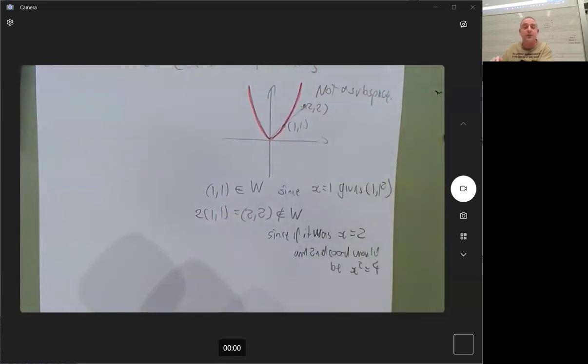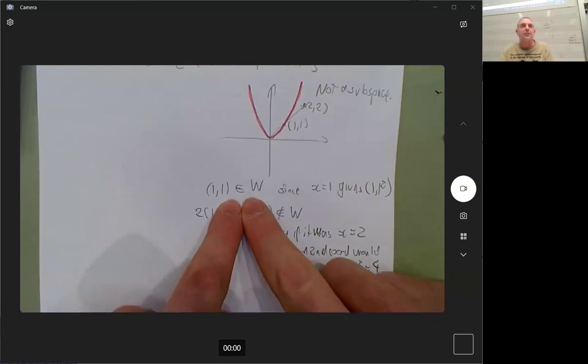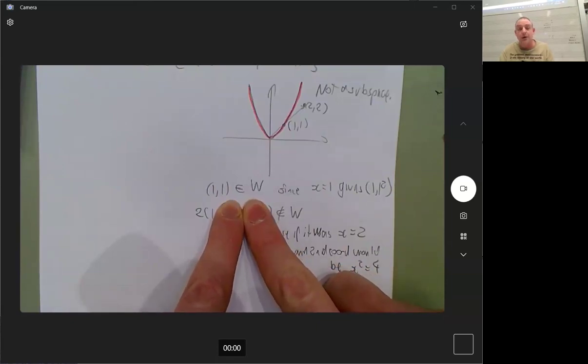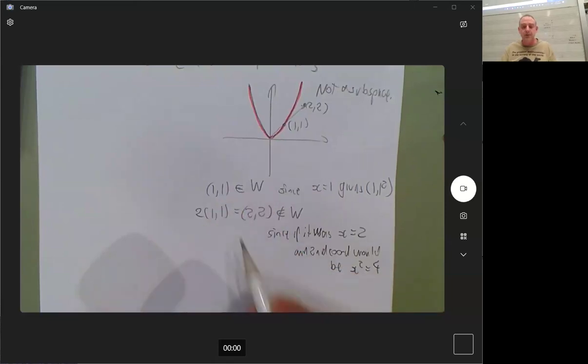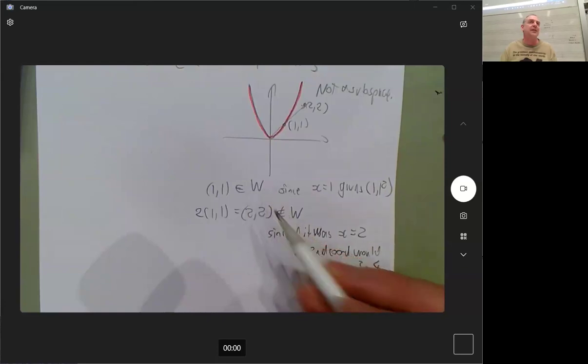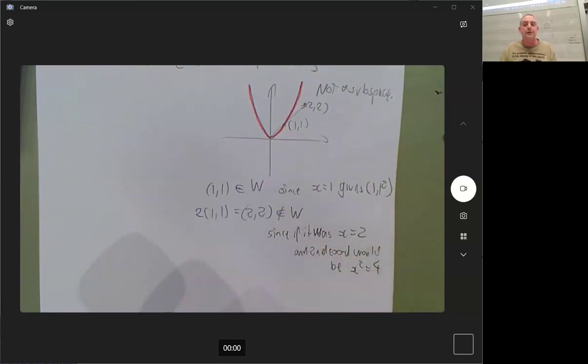In case you've never seen this symbol, you should have, I hope. But if you're watching this in the future at the beginning of Maths 1A because you want to get ahead, this symbol is read aloud as in, or is a member of, or is an element of, or which is in, or be in. You can conjugate that verb of being in whatever way you like. So this is read aloud as 1, 1 is in W.